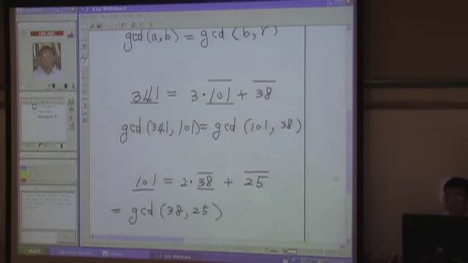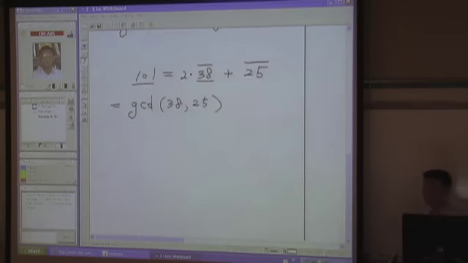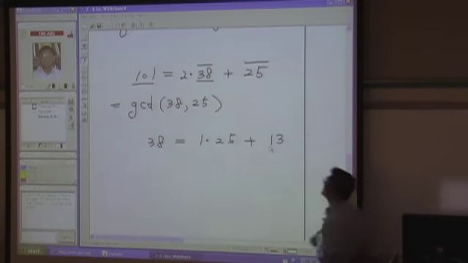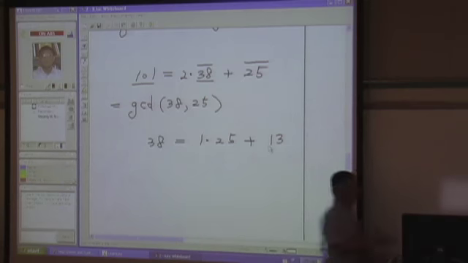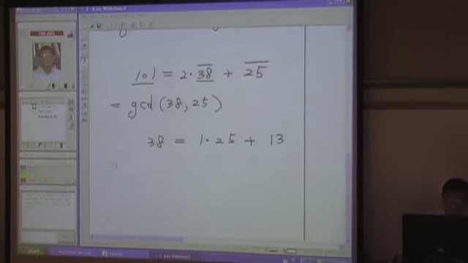Should we stop here or can we continue? We can continue. If you divide 38 by 25, then what is the quotient? 1. And the remainder is what? 13, right? 13. Then, because of this, GCD is what and what?